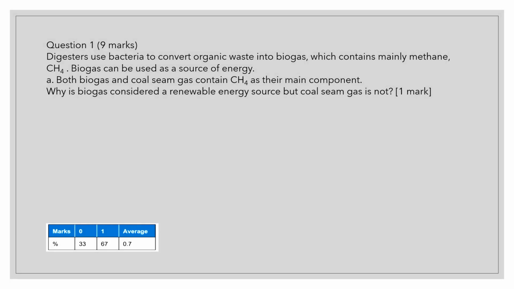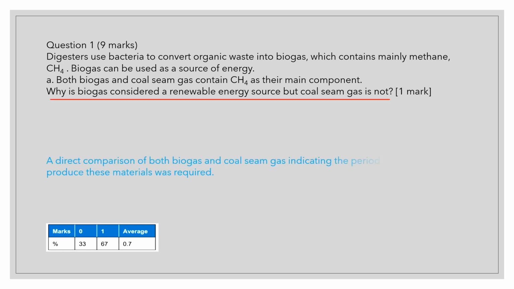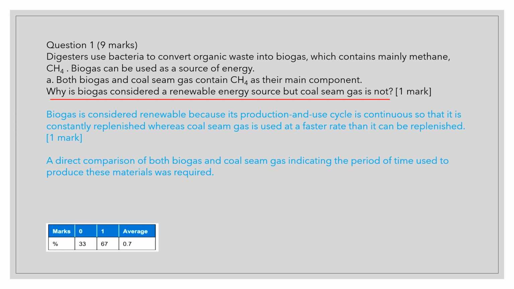A direct comparison of biogas and coal seam gas indicating the period used to produce these materials was required. Biogas is considered renewable because its production and use cycle is continuous so that it is constantly replenished. On the other hand, coal seam gas is used at a faster rate than it can be replenished.